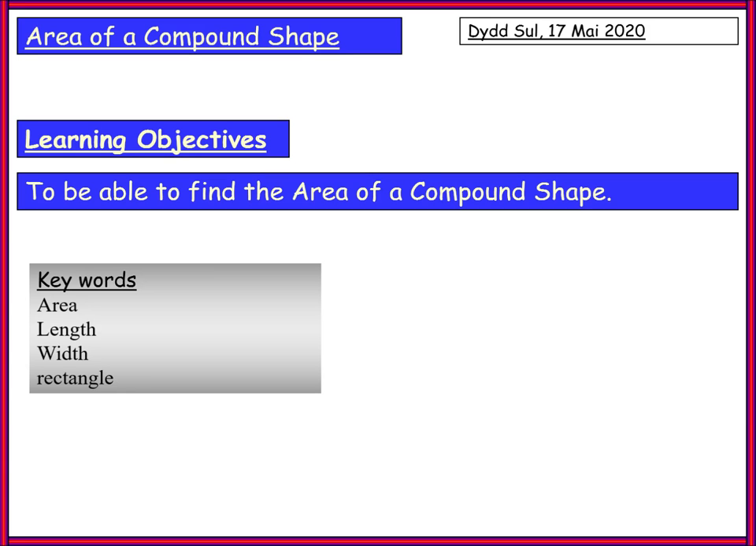Okay, today we're going to be looking at compound shapes. Compound shapes are two or more shapes that are put together. So I want you to pause this and make some notes.